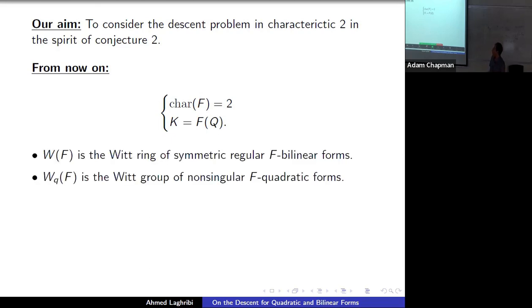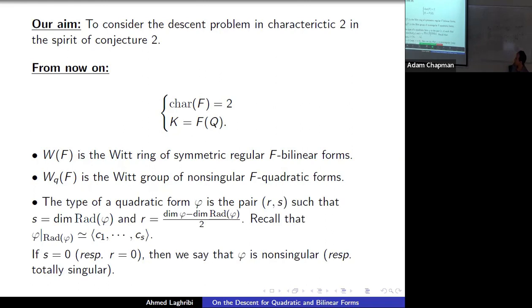Because we are in characteristic two, I repeat this. I take WF the Witt ring of symmetric regular F bilinear forms, and WQF the Witt group of non-singular F quadratic forms. What I mean by non-singular quadratic forms is with trivial radicals. And I need a small definition, the notion of the type of a quadratic form in characteristic two. The type of a quadratic form phi is this pair (r, s), such that s is the dimension of the radical, and r is the dimension of phi minus the dimension of the radical. And I recall that the restriction of phi to the radical is just a diagonal quadratic form <c1, ..., cs>.